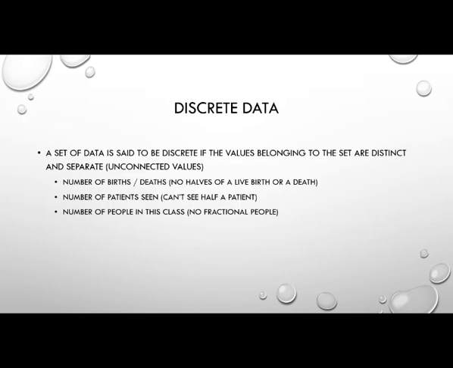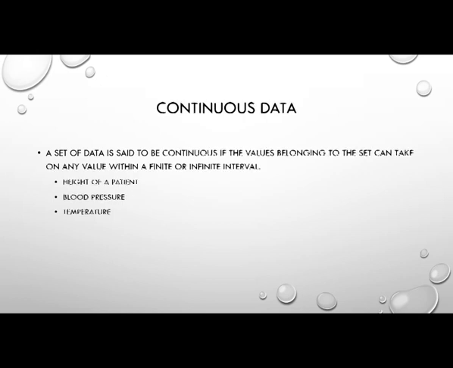All right. So we have discrete data. A set of data is said to be discrete if the values belonging to the set are distinct and separate. They're unconnected. So number of births and deaths, you can't have a half of a live birth or a half of a death, right? It's a whole number. Number of patients seen, you can't see half a patient. Number of people in this class, etc. Okay, that's discrete.